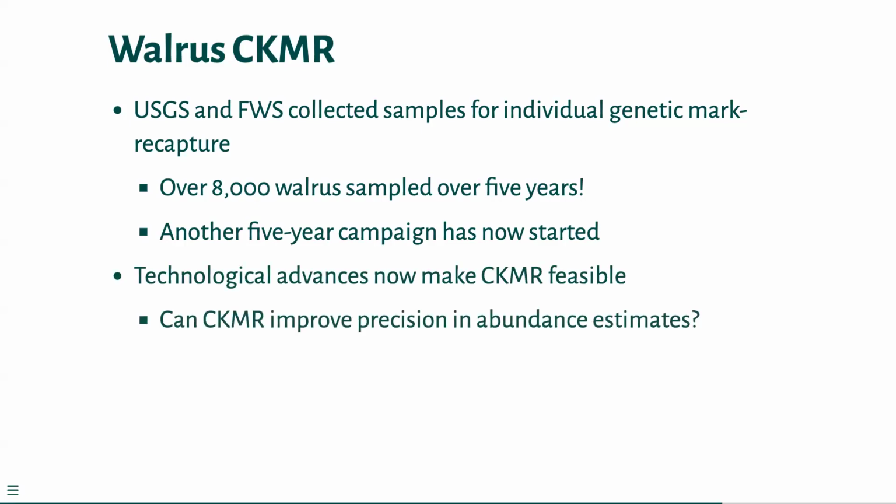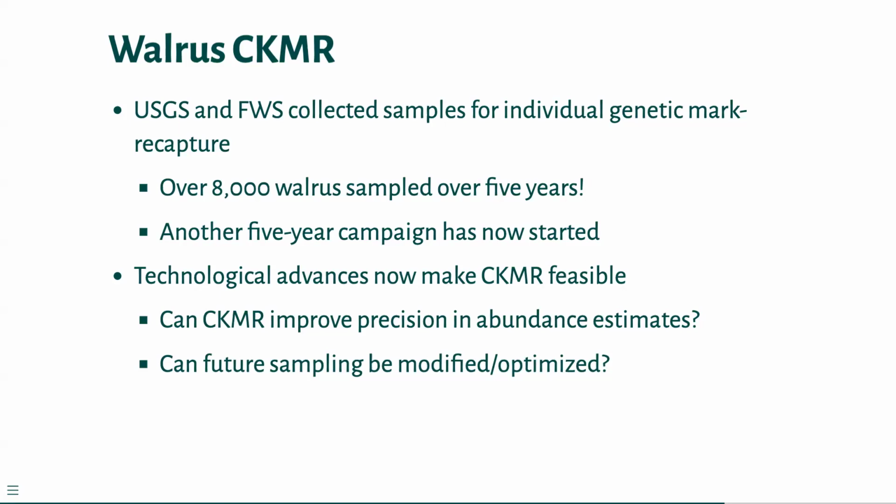So the question for this project was, can we convert what was initially envisioned as an individual genetic marker capture project to a close kin marker capture project? And by doing so, can we improve precision in the abundance estimates? Also, since data collection is going to be ongoing for another 4 years, can we provide guidance on sampling, either of which age classes to target or how many samples to collect, that could optimize sampling and improve precision of abundance estimates?